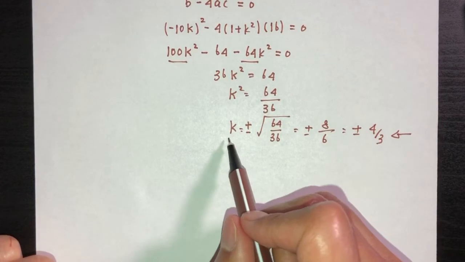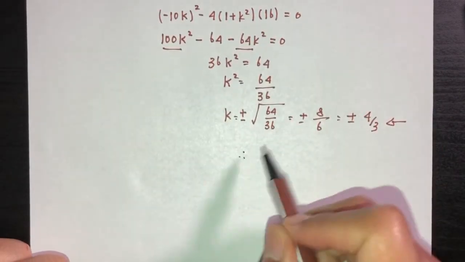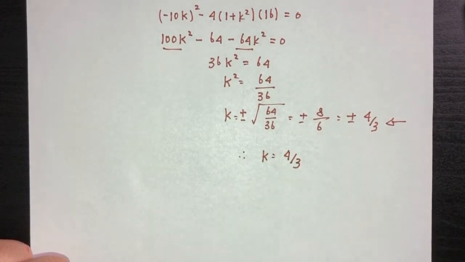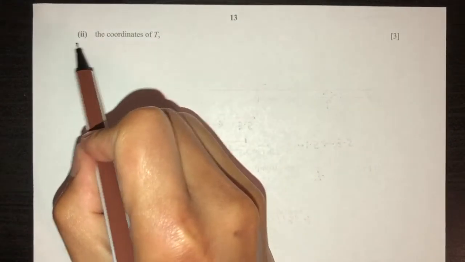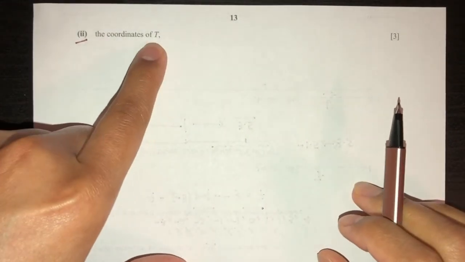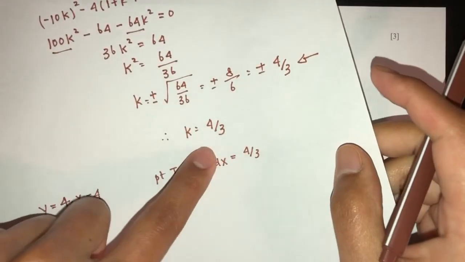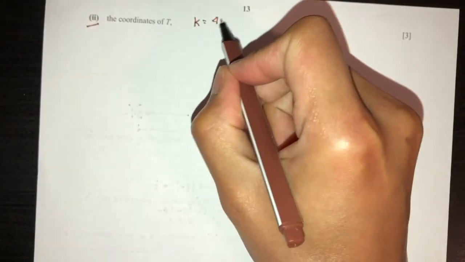So since k is a positive value, as you can see here, we can only take the positive value. So k is equal to 4 over 3. That is question 9, part 1. So now moving on to part 2, find the coordinates of T. As we have seen from part 1, we have the value of k as 4 over 3, right? So k is equal to 4 over 3.